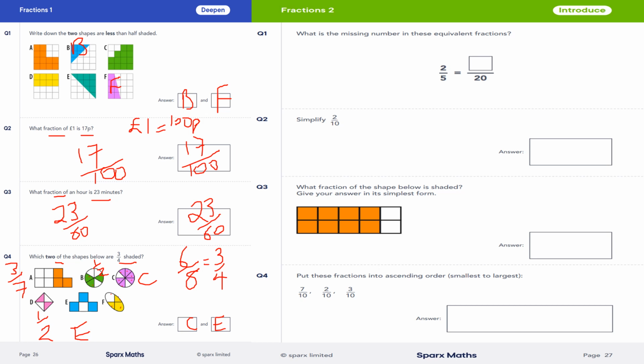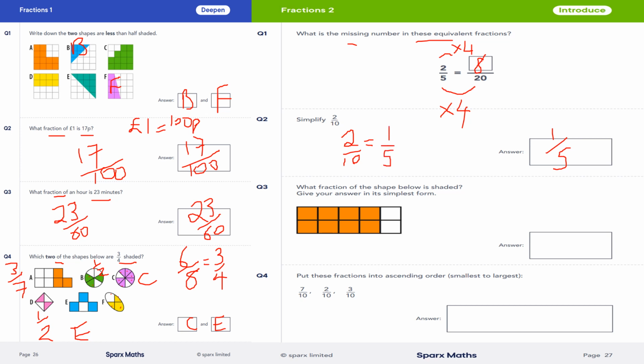So fractions 2, looking at some equivalent fractions now. Introduce section. What is the missing number in these equivalent fractions? From 5 to 20, we multiply by 4. So we do 2 times 4, which is 8. So 2/5 is the same as, identical to, 8/20. Next one, simplify 2/10. They're both even, so I can halve it. I get 1/5. Divide top and bottom by 2 to cancel the fraction down. 2 divided by 2 is 1, and 10 divided by 2 is 5.